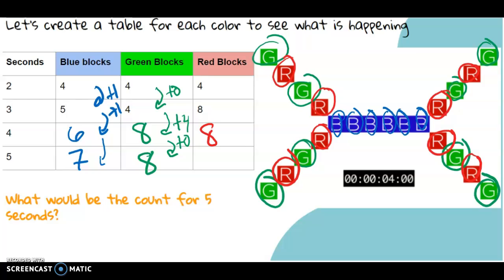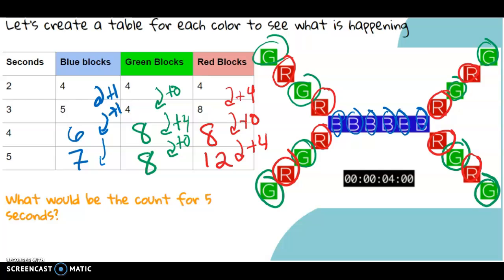So for my 8 blocks, from 2 to 3 is increasing by 4. But then 3 to 4 is 0. So I have the opposite problem here. The red blocks are increasing by 4 and then 0, and then 4 and then 0. So 8 plus 4 is going to give me 12. So that would be for the 5 seconds.